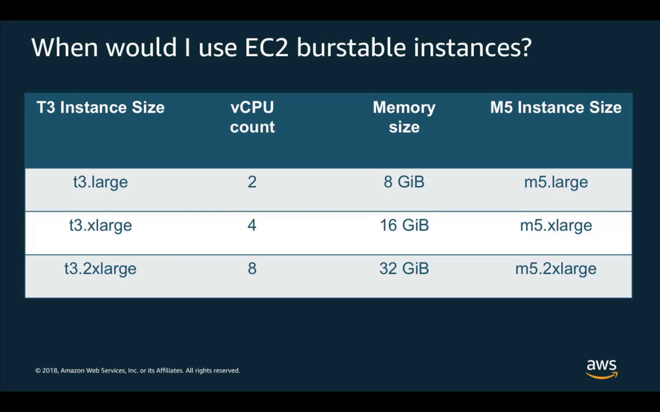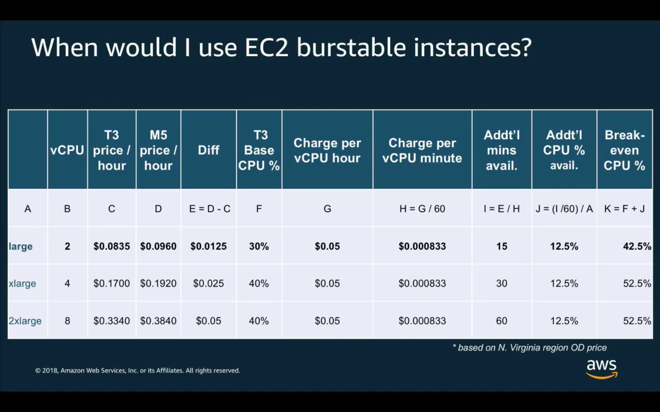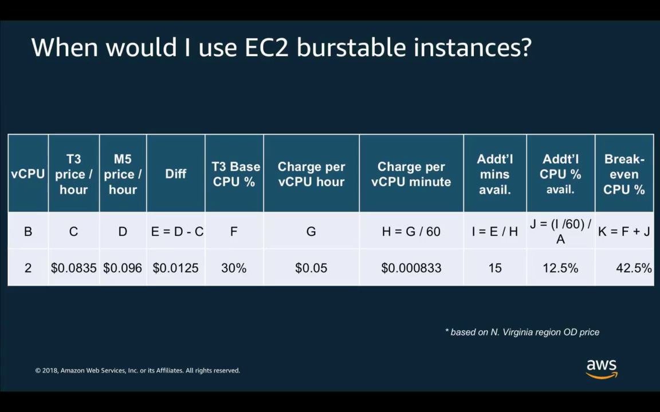So here's an example that shows the breakdown of when it would make sense to use a T3 instance instead of M5 based on the average CPU utilization, your workload, and how much it is going to cost for you. If my average CPU on a T3 large instance is always less than 42.5% over any given period of time, for simplicity, we'll just use an hour calculation, the cost of running on T3 instance will be cheaper than running on M5. Let's work through this calculation.